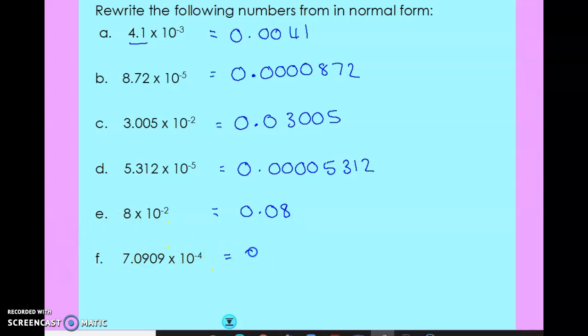Last one, times 10 to negative 4, so we get 0.000, and then I need that full number in there, so 70909. Okay. I'll leave you to practice these and then we'll have a look at scientific notation in calculations.